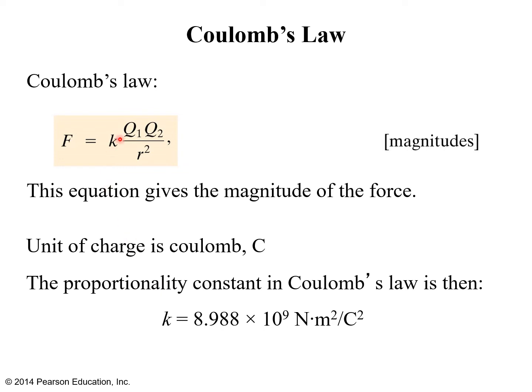Q1 represents the total charge of the first system, while Q2 is the total charge of the second system. Lastly, R represents the separation or the distance between the two charge systems. So the SI unit for charge is Coulomb, or you can just write a capital letter C. So if you look at this equation here, it is actually giving you the magnitude only.